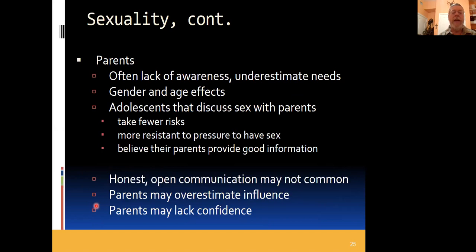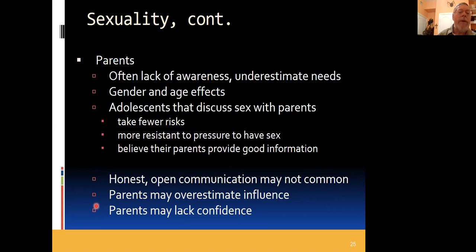Now, parents are also an important influence on the development of sexuality. However, it turns out that often parents are not aware of the needs of that adolescent in terms of sexual knowledge. They may underestimate the child's needs. So the parent may feel that that child doesn't need information until they're somewhat older, when in fact that adolescent may be experiencing pressure to engage in sexual activity already at that point in time. They also found that in many cases, the parent was not aware that their adolescent was sexually active. They thought they were not. In fact, the adolescent was.